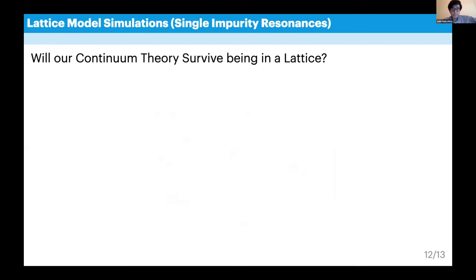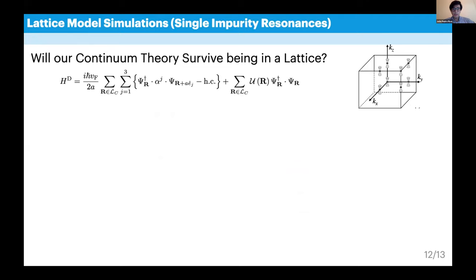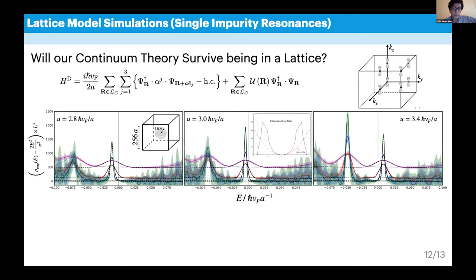So now the last question is, will our theory survive being in a lattice? Because all the simulations are done in lattice systems. By being in a lattice, I mean considering, for example, this model, which is just obtained from discretizing the Dirac Hamiltonian. This model will have 8 valleys, so we need to take that degeneracy into account. And now we put a scalar sphere there, so we just change the local potential.